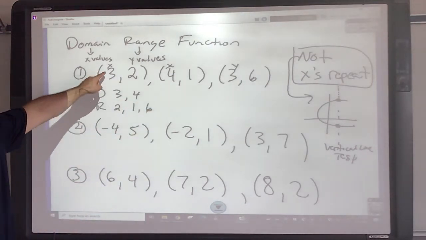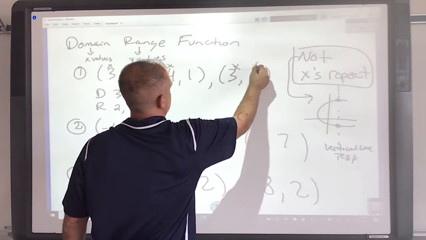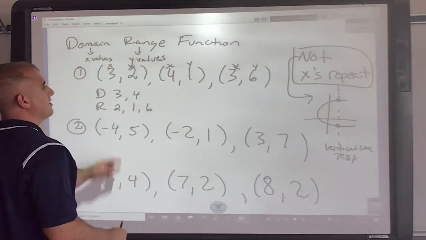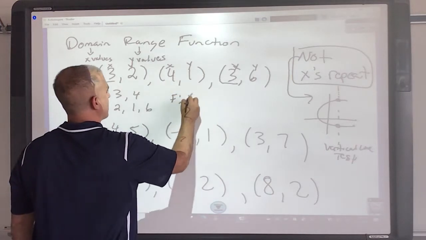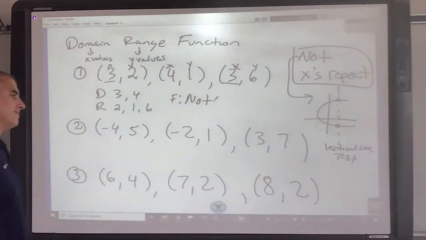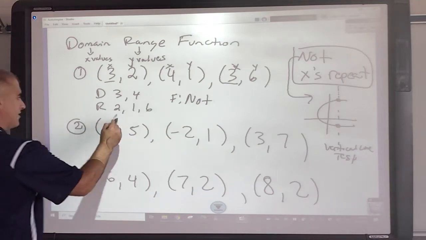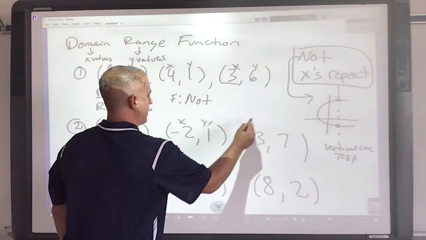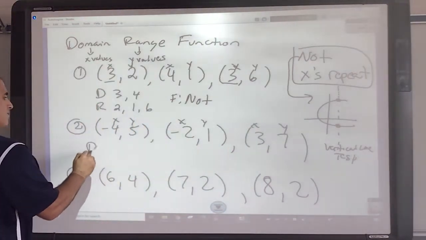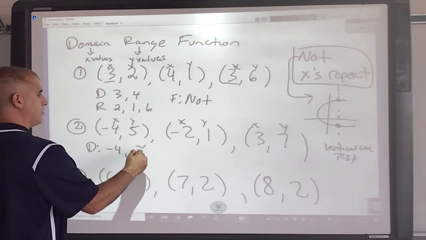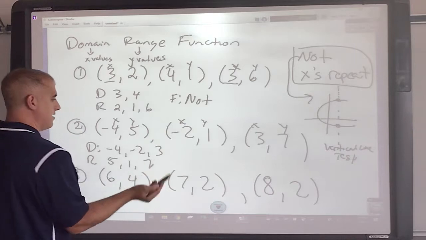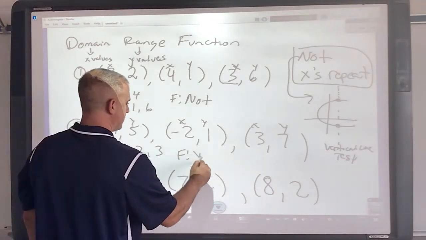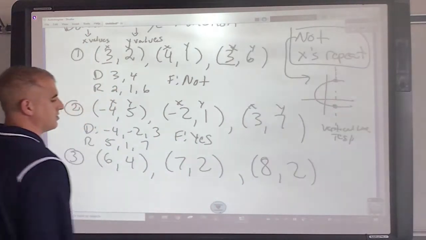Now, since I have these two x's repeating, as far as the function goes, this would not be a function. On this one, this is the x, y, x, y, x, y. The domain would be -4, -2, and 3. The range would be 5, 1, and 7. So this function would be a yes.